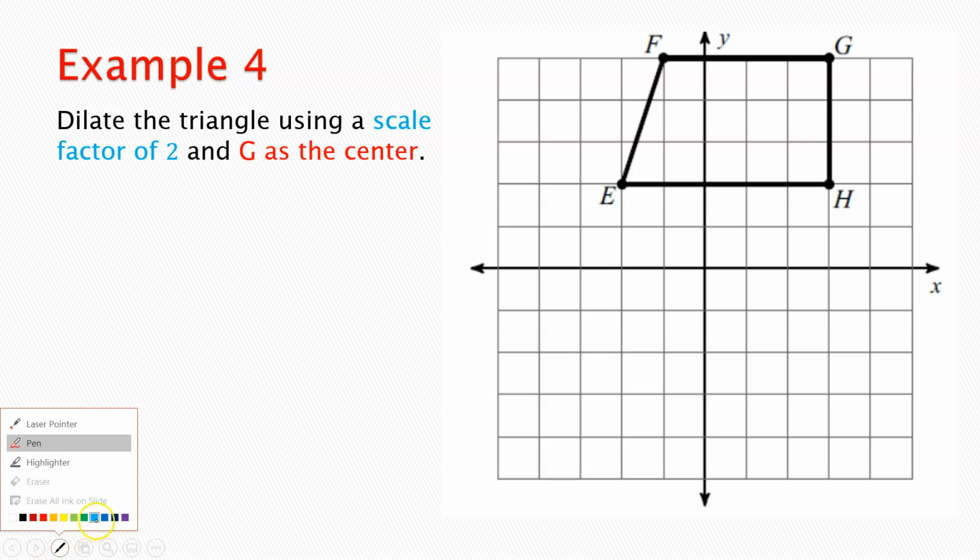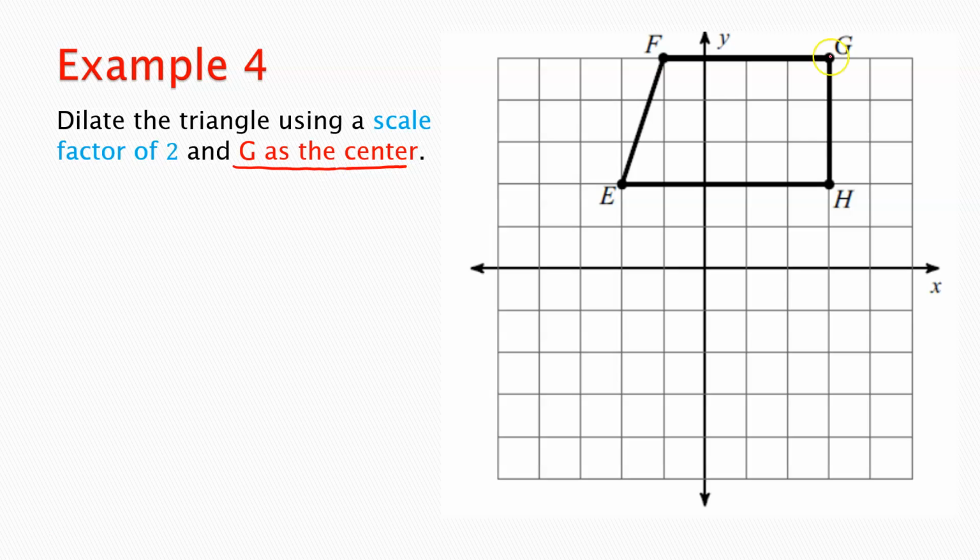Example number 4. Dilate the triangle using a scale factor of 2. So this image should expand, and G is the center. All right, so let me highlight that. G as the center. So this is G. That one's not going to move. G is going to turn into G prime, and everything, though, is going to expand. So this distance is going to expand by a scale factor of 2. This distance is going to expand by a scale factor of 2. All the other distances, again, are being stretched out by a scale factor of 2.